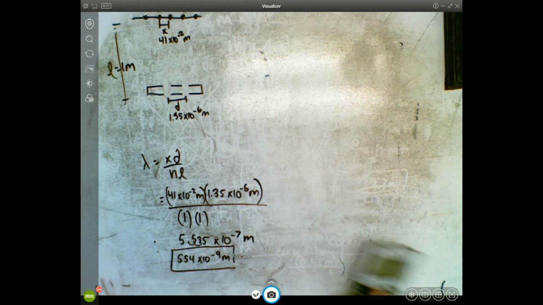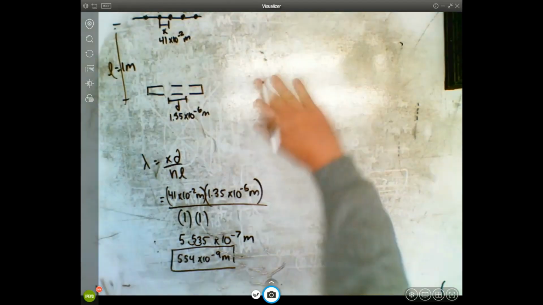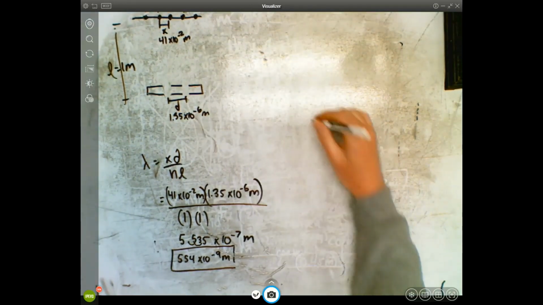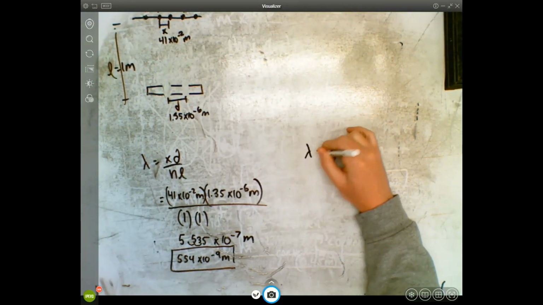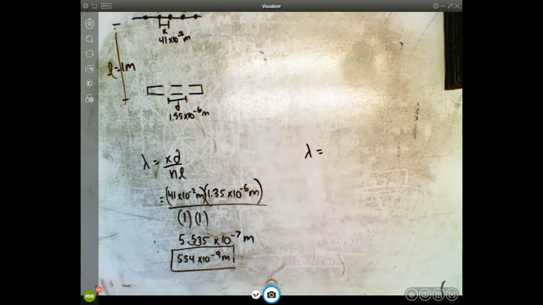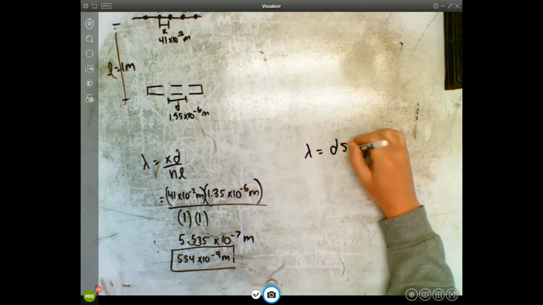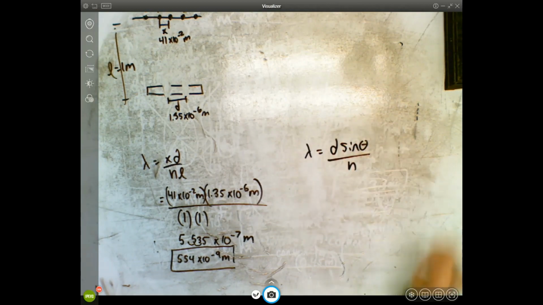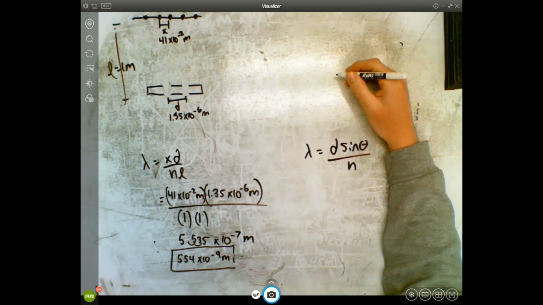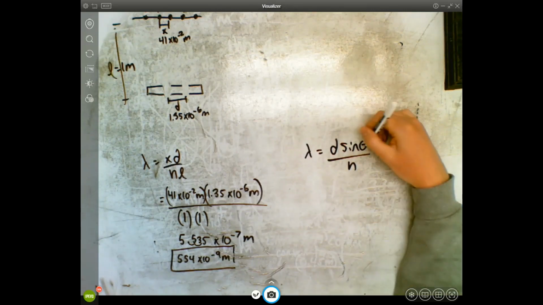Okay. So if I gave this answer, this would actually be the wrong answer on a test because we didn't check our angle. And I think this angle ends up being too big. So if we want to use the other formula, we're going to use lambda equals d sine theta over n. If we want to use this formula here, what we need to do is find this angle.